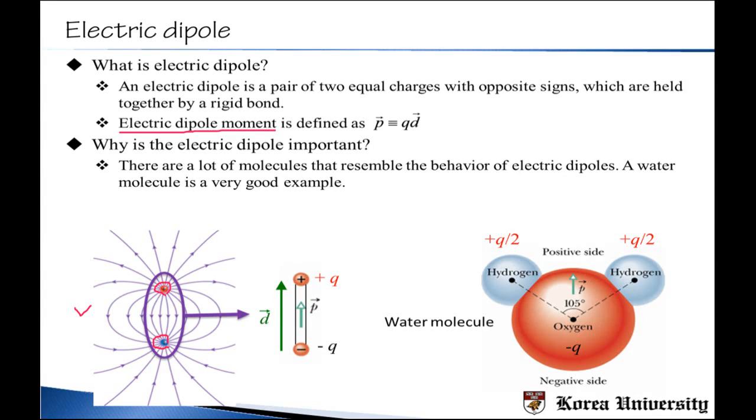And why is this electric dipole moment important? It is because there are a lot of chemical molecules that resemble the behavior of an electric dipole. And the water molecule is one of the very good examples. You know that we drink water every day, and a large part of our body is water. I don't have to explain how important water is to us.